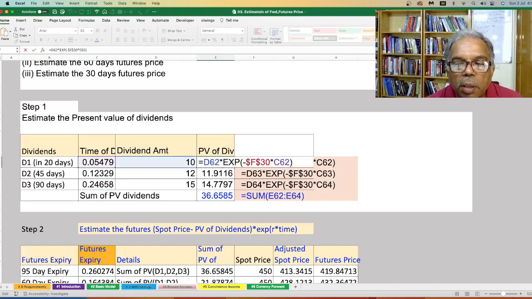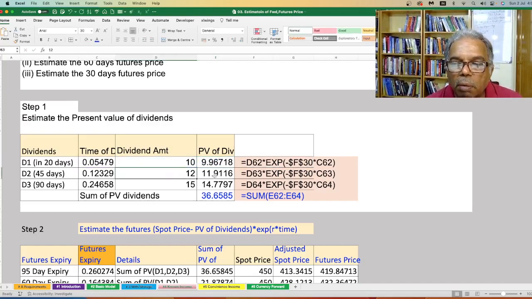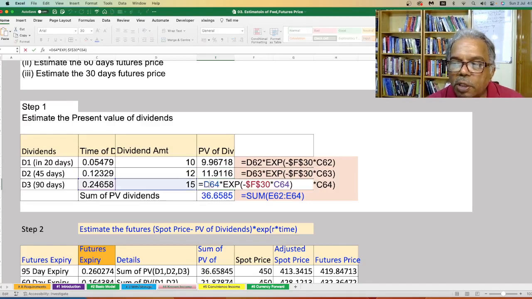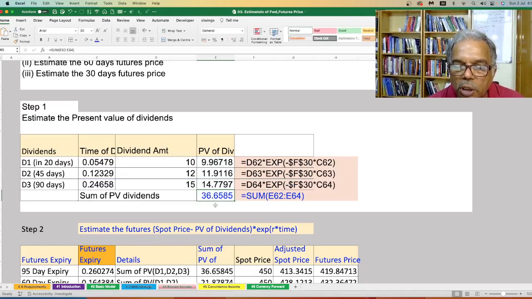Now if you discount the first dividend backwards by 20 days, 10 into exponential minus r into 20 divided by 365, which is 9.96. The second dividend of 12 is discounted backwards by 45 divided by 365. Again, we have to calculate it. Now, the third, 15, is discounted backwards by 90 days. So if you add all the dividends, present value of D1 plus D2 plus D3, this is 36.65.